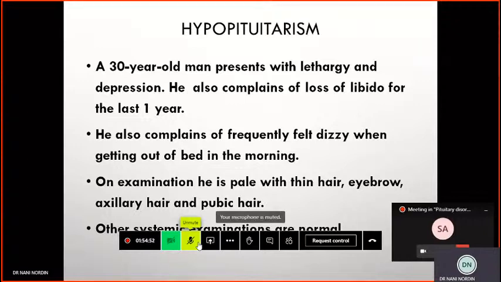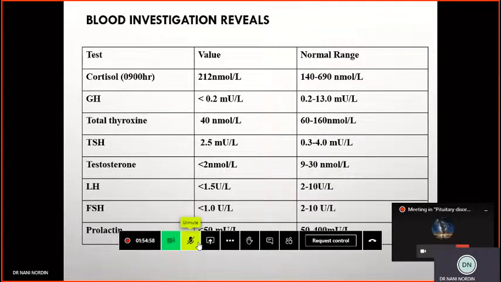Lack of growth hormone. Growth hormone, okay. All right. So blood investigations. In this case, remember we mentioned earlier, you have to do the series of blood investigation of the hormones of the pituitary as well as the target organ.